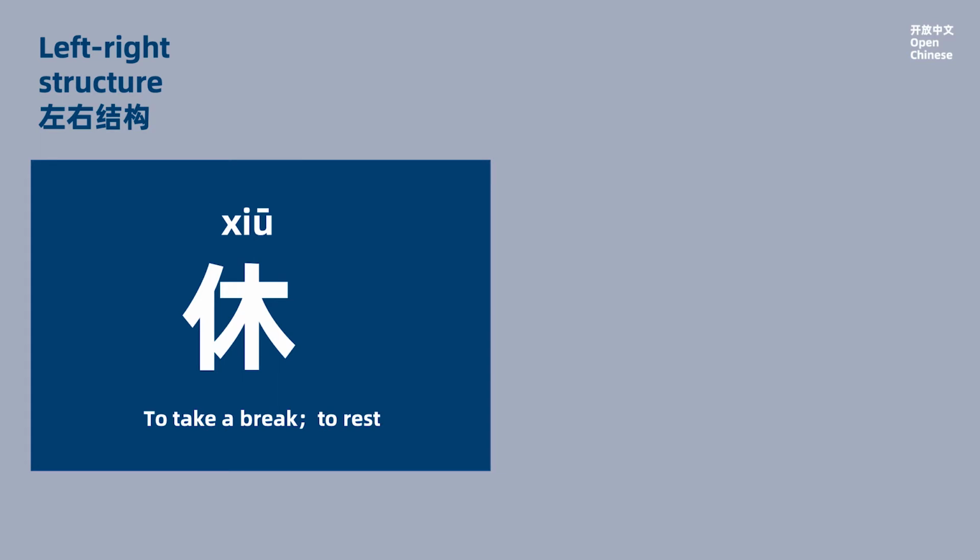休 means to take a break or to rest. It is a very simple left-right structure character. It has the left part, 亻, and the right part, 木. Okay, 亻. This is a transformation of a very simple character, 人, meaning person.